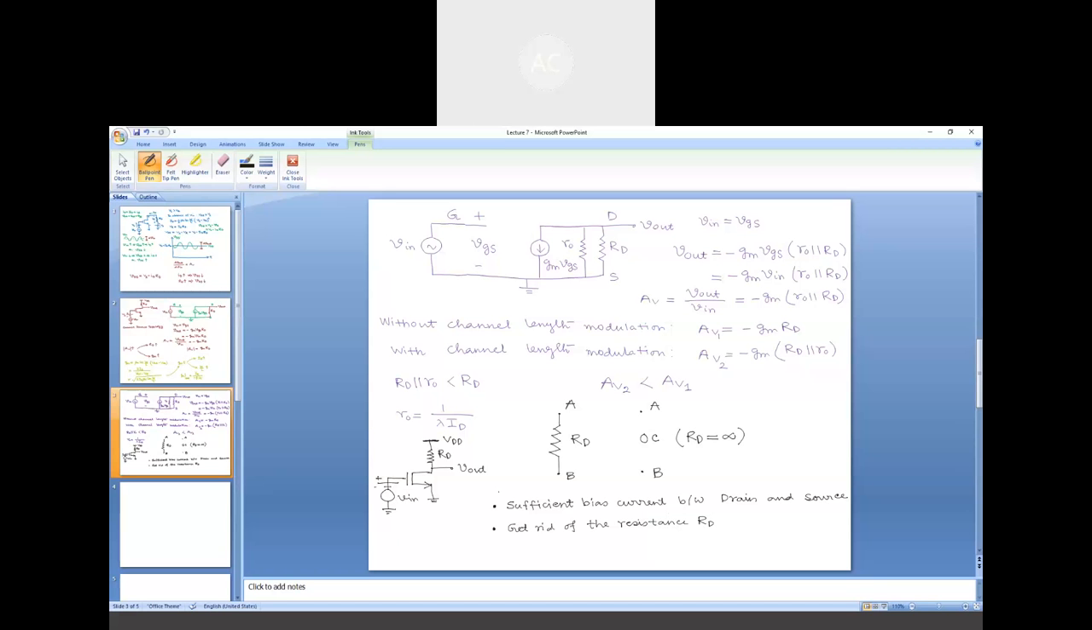If you want to get rid of this RD drain resistance, then obviously sufficient bias current will not flow between the drain and source. So the device cannot work properly. And on the other hand, if you keep the RD over here between the drain and the supply, then obviously the lower value of RD will limit the voltage gain of the amplifier. So you have to find a solution so that the gain can be increased to a certain extent, and at the same time you have the corresponding bias current between the drain and source.